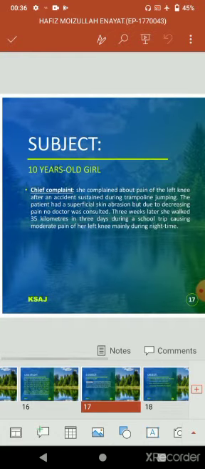Subject: 10-year-old girl. Chief complaint: she complained about pain of the left knee after an accident sustained during trampoline jumping. The patient had a superficial skin abrasion, but due to decreasing pain, no doctor was consulted. 3 weeks later, she walked 35 kilometers in 3 days during a school trip, causing moderate pain of her left knee, mainly during night time.